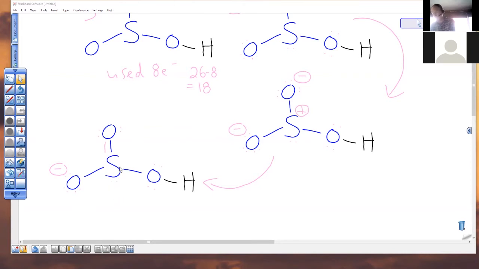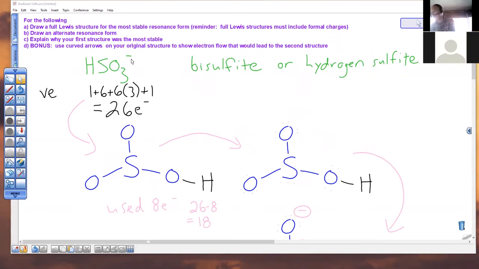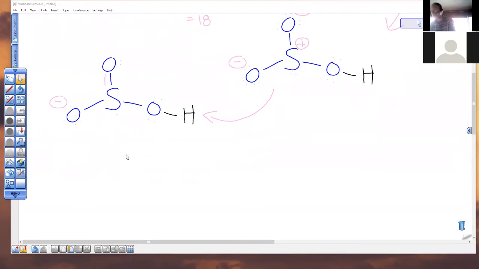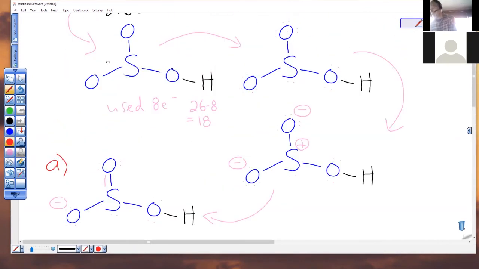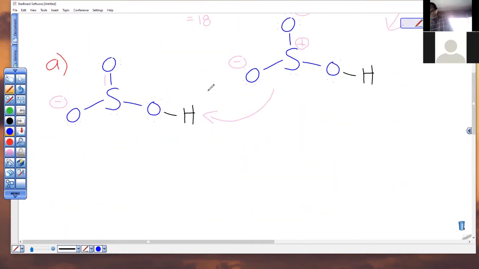So 0 formal charge. Now, in this molecule, you know you have to have at least 1 formal charge when you're done, right? Because there's a formal charge in the ion. And this is the best Lewis structure. So this is the answer to A. And I just realized you draw an alternate resonance form. Explain why your first structure was less stable or tied. I have to edit this. All right. And that's A.